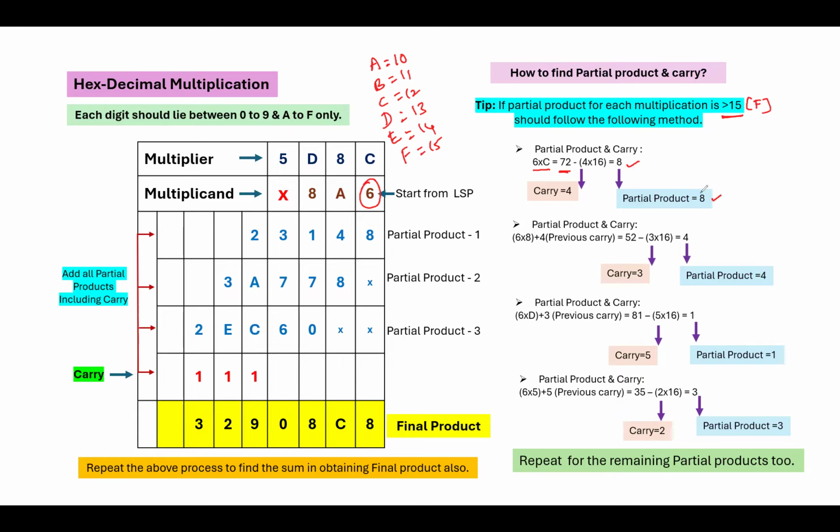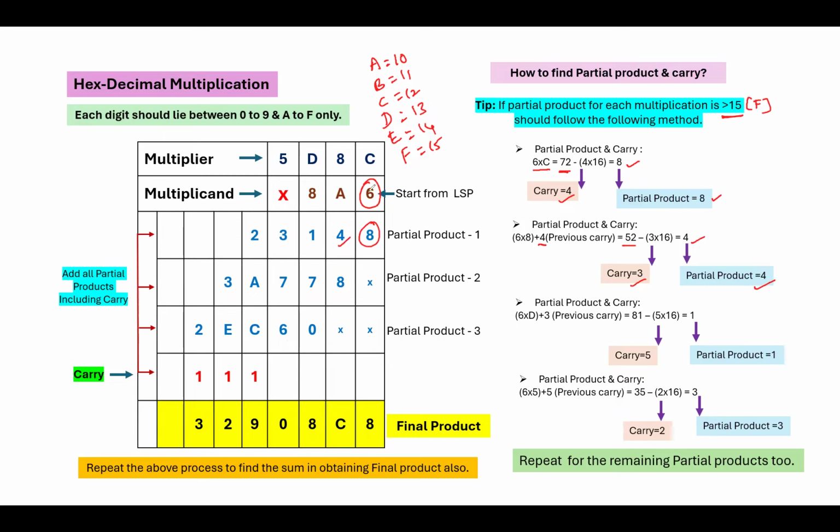So the partial product is 8. Here 4 indicates the carry. Okay, this is 8. Just keep in mind carry equal to 4. Now 6 into 8, 48, plus previous carry 4. So the total is 52. Again we should check the number of 16s. 3 into 16. This is 4 difference, carry equal to 3. Now we should write this partial product digit 4, carry equal to 3.